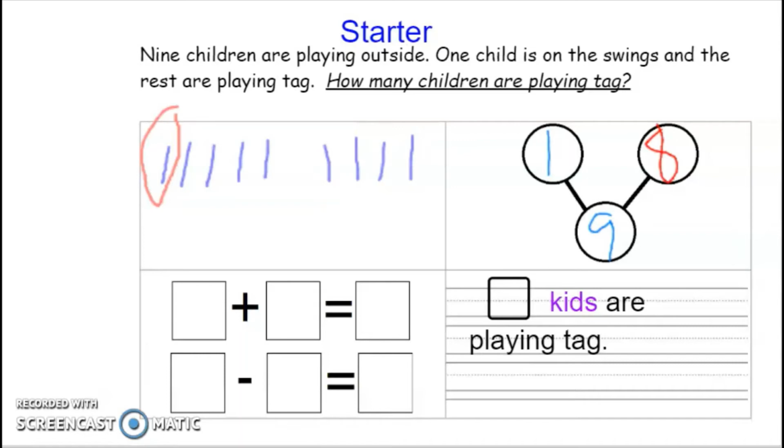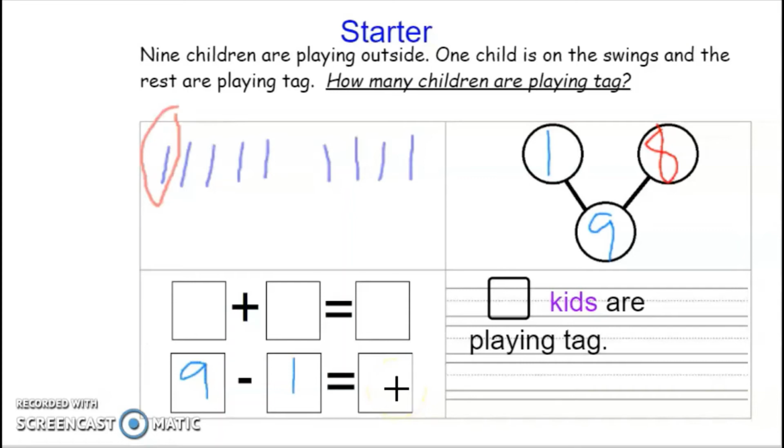Let's go ahead and get started with our subtraction sentence. I know that there are 9 children playing outside and that 1 child's on the swings. So we are trying to figure out how many are playing tag. That's why I have a blank space here.